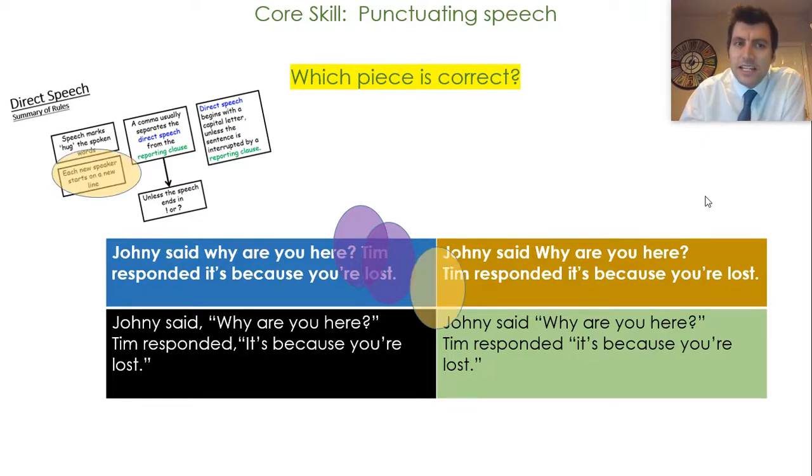Next one. We're looking at this second one. We've remembered that Tim should be on a new line. Tim's responding, so therefore we need new speaker, new line. Okay, so the second one's remembered that element of it. Better. Third one. We've remembered our inverted commas. Woohoo! Yay, we're on the right track a little bit.